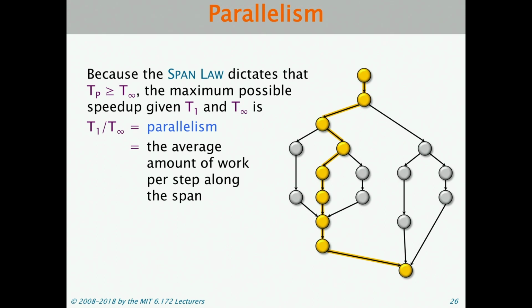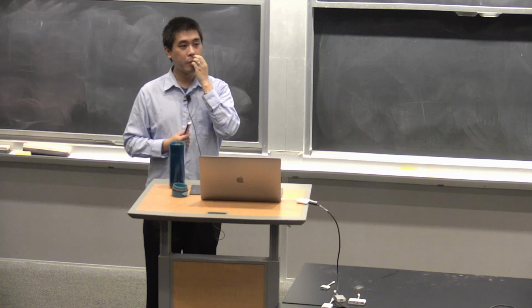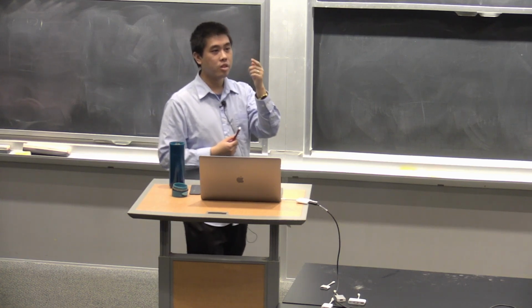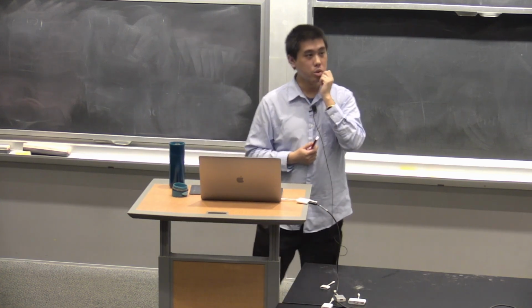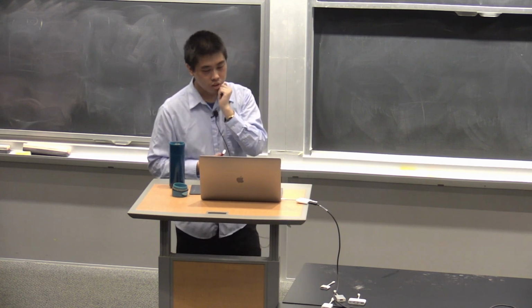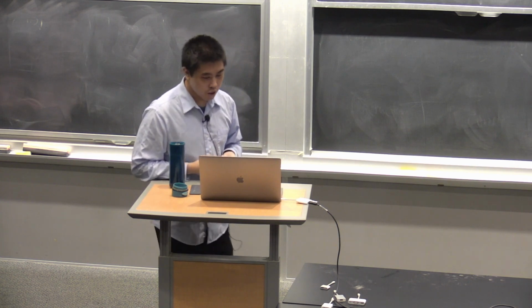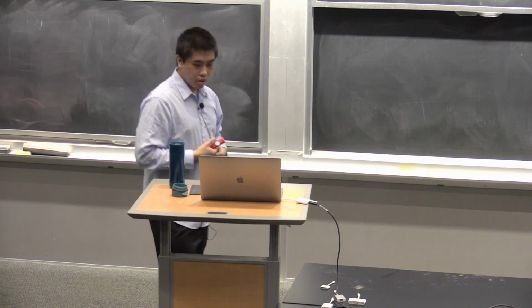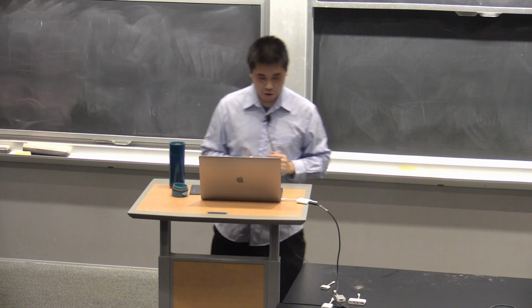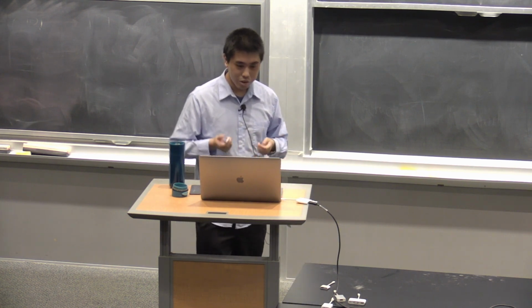So what's the parallelism of this computation DAG here? Two. Why is it 2? Yeah, so T1 is 18. There are 18 nodes in this graph. T infinity is 9. And the last time I checked, T1 over T infinity, 18 divided by 9, is 2. So the parallelism here is 2.